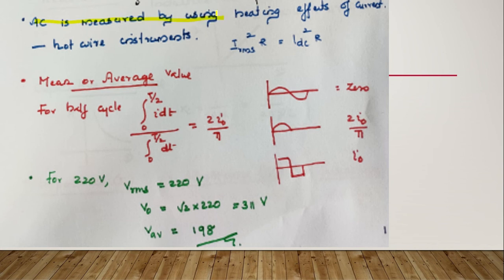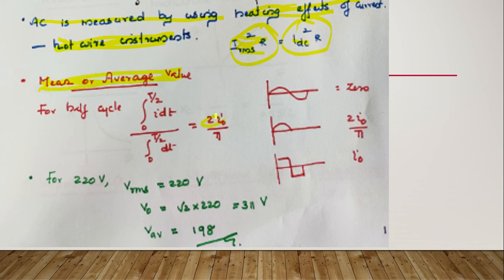AC is measured by using the heating effect of current, and hence such instruments are called hot wire instruments. And keep in mind, in a hot wire instrument, it may be DC or AC, they give the same heating effect. Like the RMS value, you should know what is meant by the mean or average value.